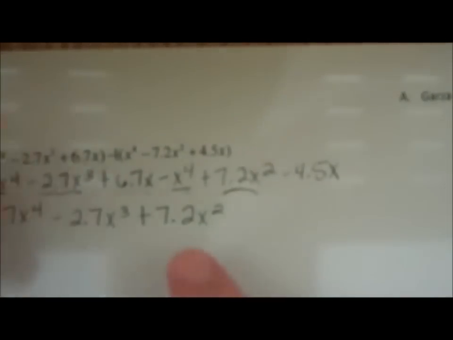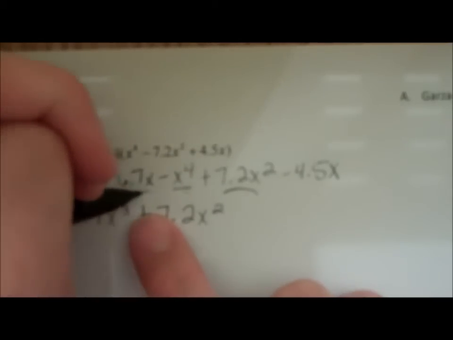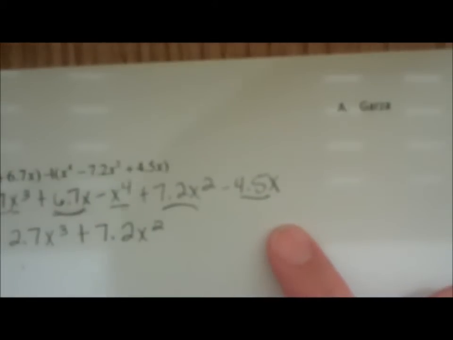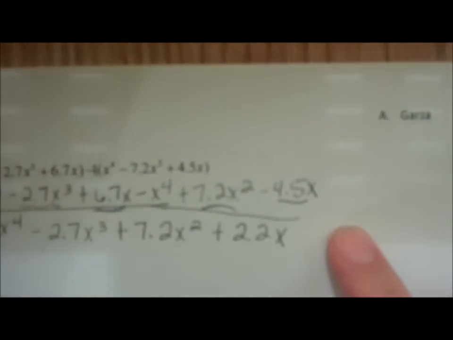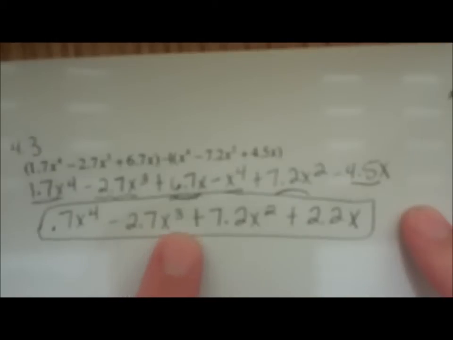Now I'm going down again and see what other lesser degree I have, and I have this one, the 6.7x, and I have a negative 4.5x. When I combine those, I get positive 2.2x. So I'm left with 0.7x to the fourth minus 2.7x cubed plus 7.2x squared plus 2.2x.